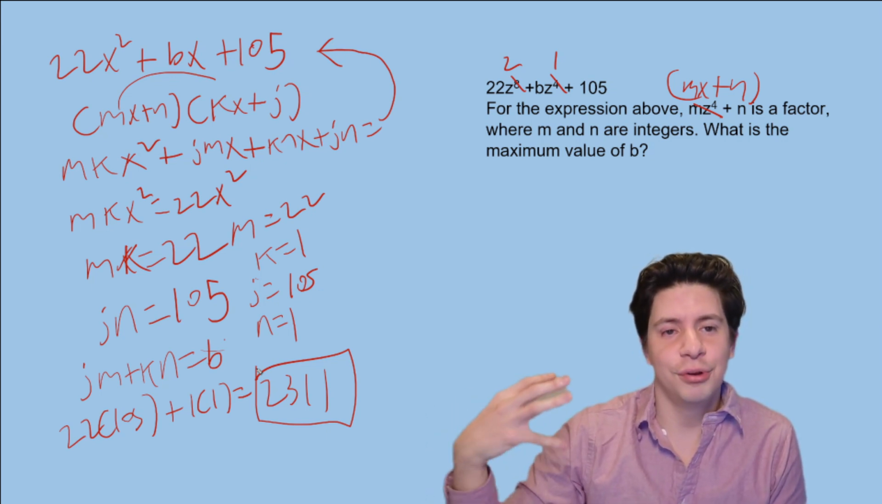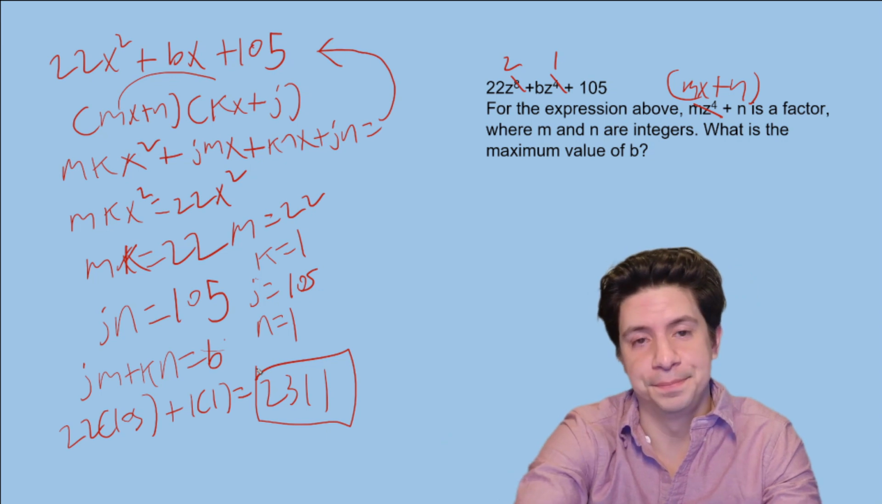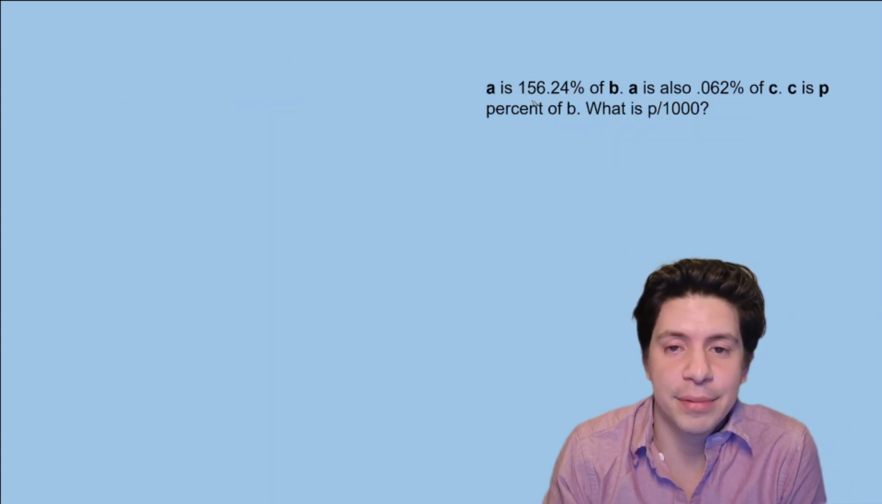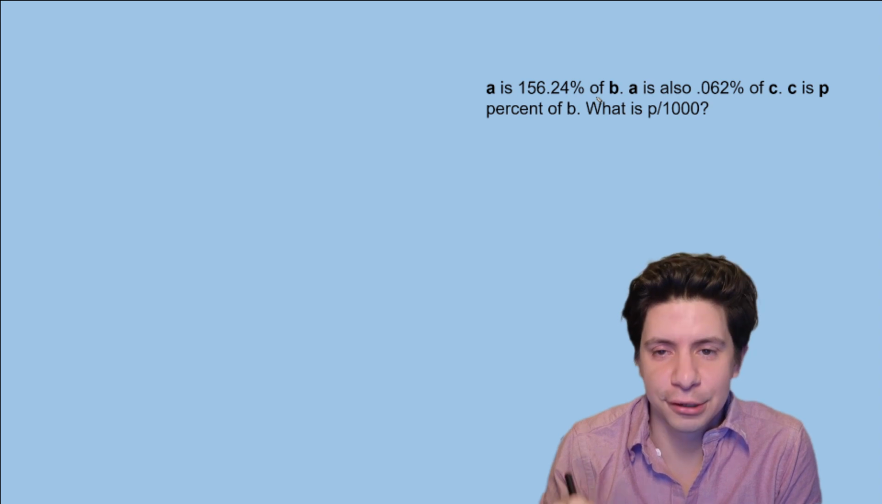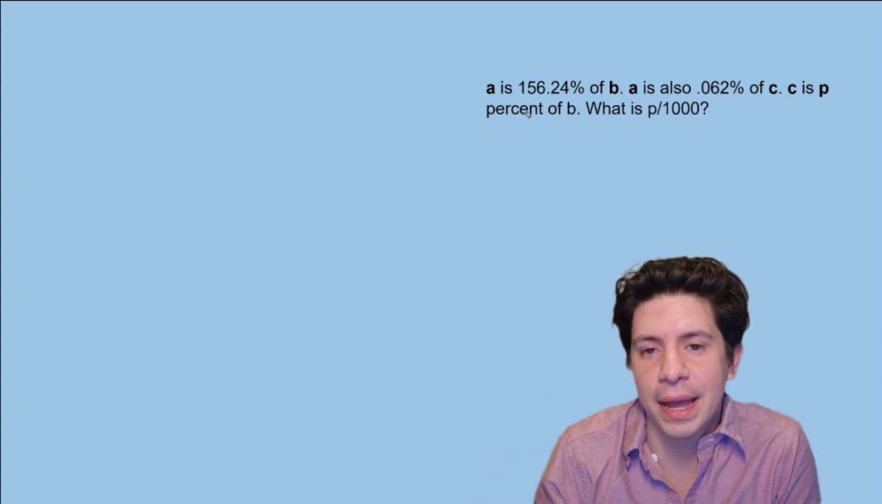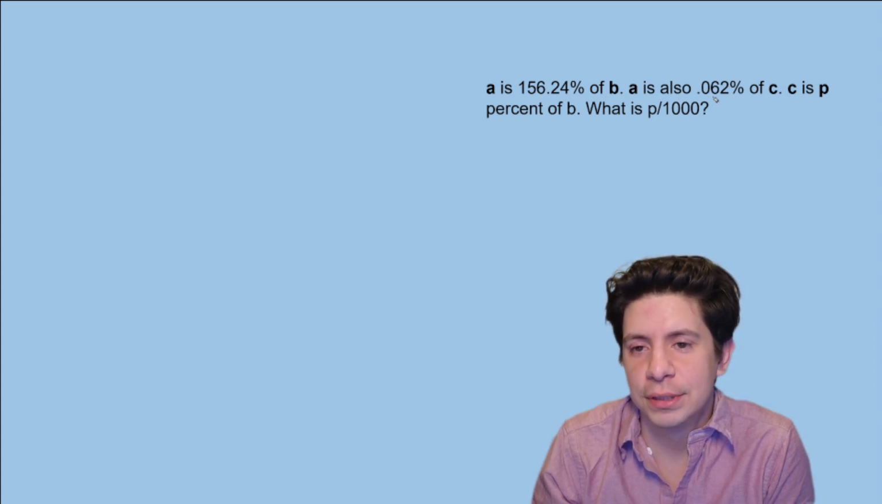Stick with me. If you know how to do these, I really believe you can get an 800 on the March tests. All right, so we're going to have a percent question, I guarantee it, and it can be as hard as this one. If you know how to do this, I feel like you'll be very confident on general concepts of percents, right? So A is 156.24% of B. A is also 0.062% of C. C is P% of B. What is P over 1,000?